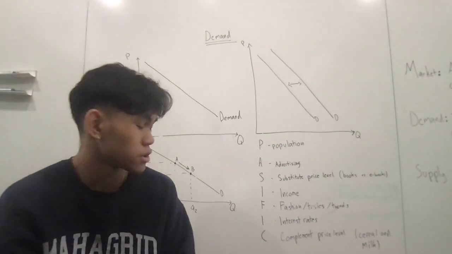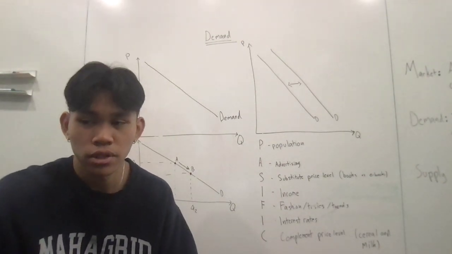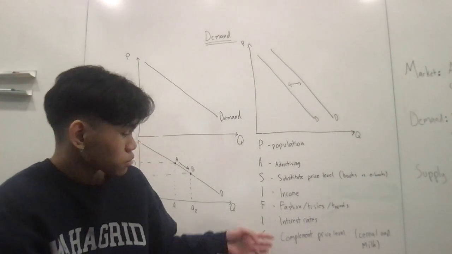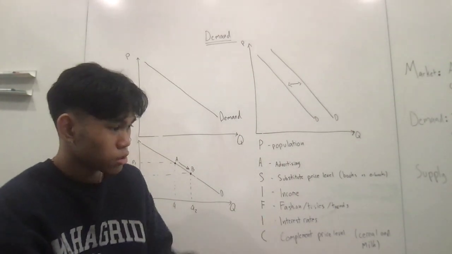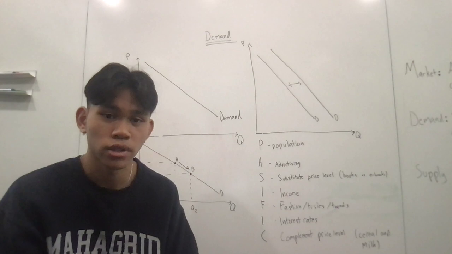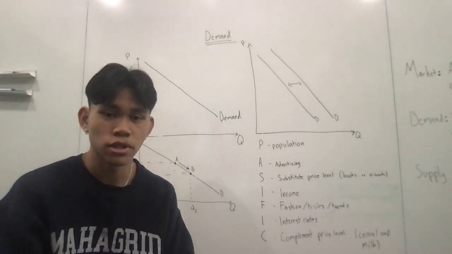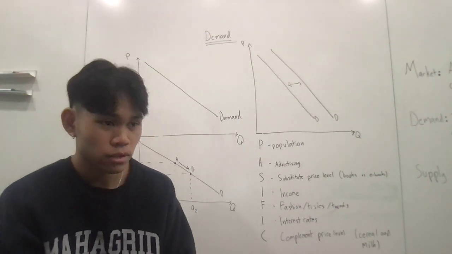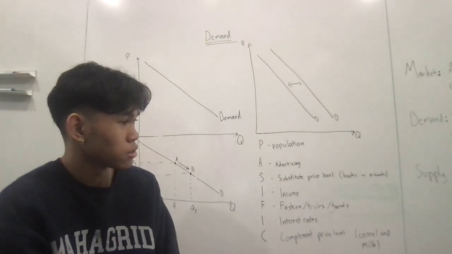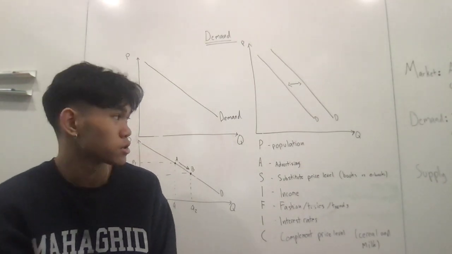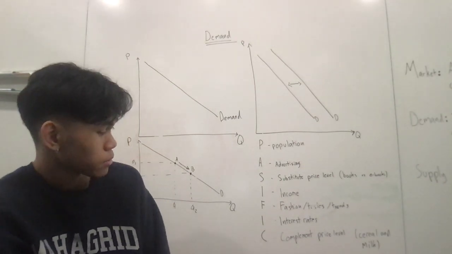Interest rates refers to the cost of borrowing money, essentially, where if this becomes lower, people will be able to borrow more money at a lower cost, thus increasing their disposable income, once again increasing their willingness and ability to purchase goods at any given price rate.